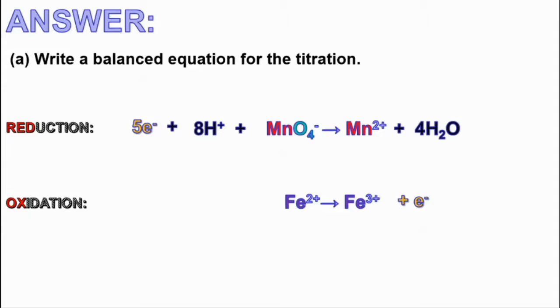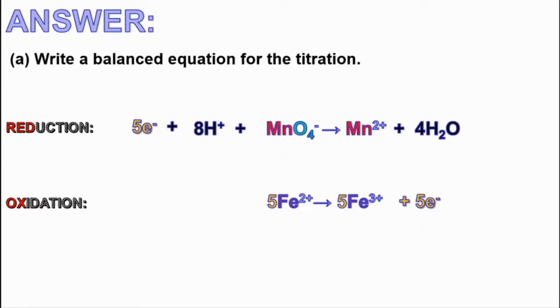Yes, so to equalize this number of electrons, since in the first half equation there are 5 moles of electrons, in the second half equation we also need to change this 1 electron into 5 moles of electrons. And since we have multiplied by 5, the whole equation also must be times 5. So the second half equation will look like this.